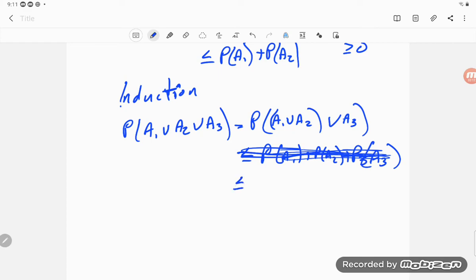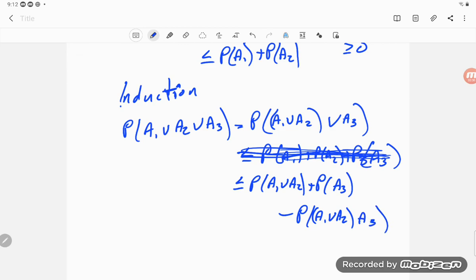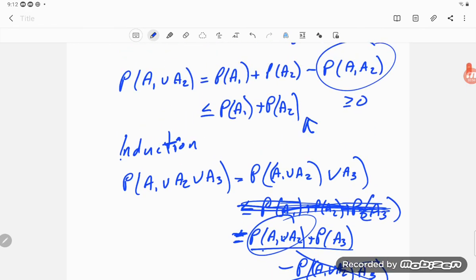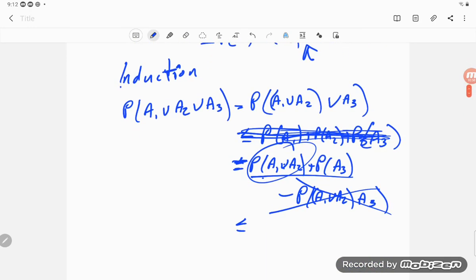What I have to do is say, well, that's less than or equal to the probability of A1 union A2 plus the probability of A3, and then minus the probability of A1 union A2 intersected with A3. Oops, well, equal to, sorry. And then drop that off to get my less than or equal to of these. And then I get to use the induction part that I already showed worked up here. Okay, so I think you can use induction really well on this one, on 2.13.